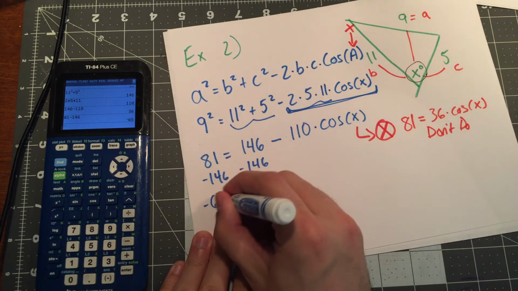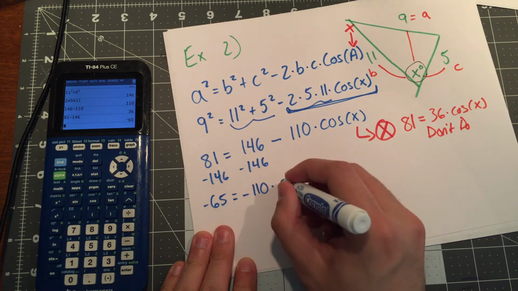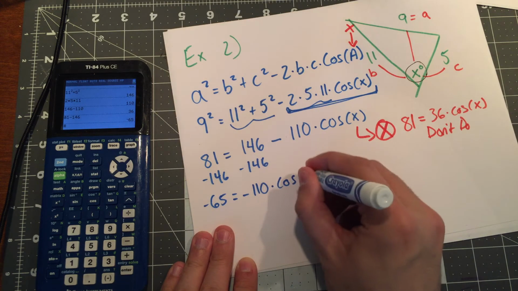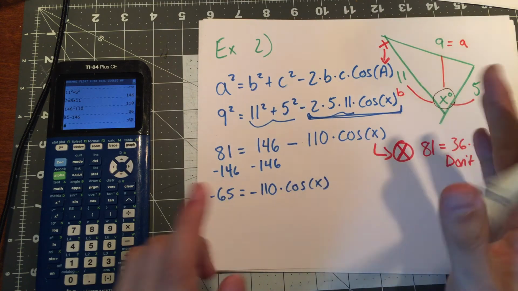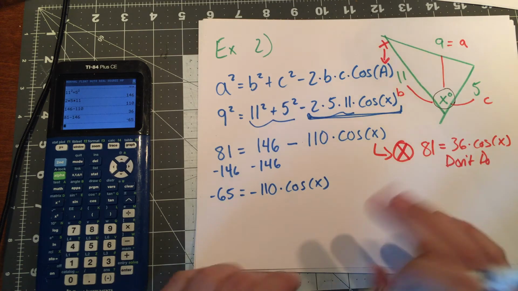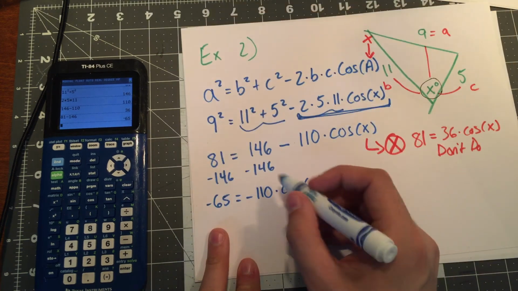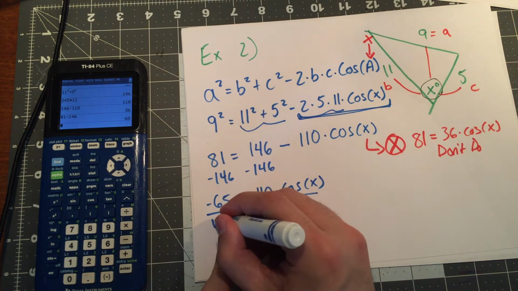Negative 65 equals negative 110 times cosine x. The reason it's negative 110 is because it was still negative here. That didn't go anywhere. We just moved the 146. We actually prefer that it's negative 110 because when I divide, we're going to have two negatives, and then we have a positive.